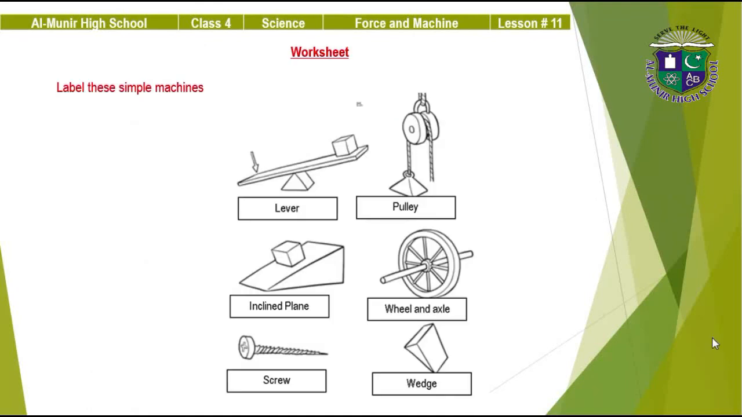In the last, we have this worksheet. Label these simple machines. Pictures of simple machines are given. You have to label them. This machine is called the lever. This one is pulley. This one is inclined plane. This one is wheel and axle. In the last, we have screw and wedge.